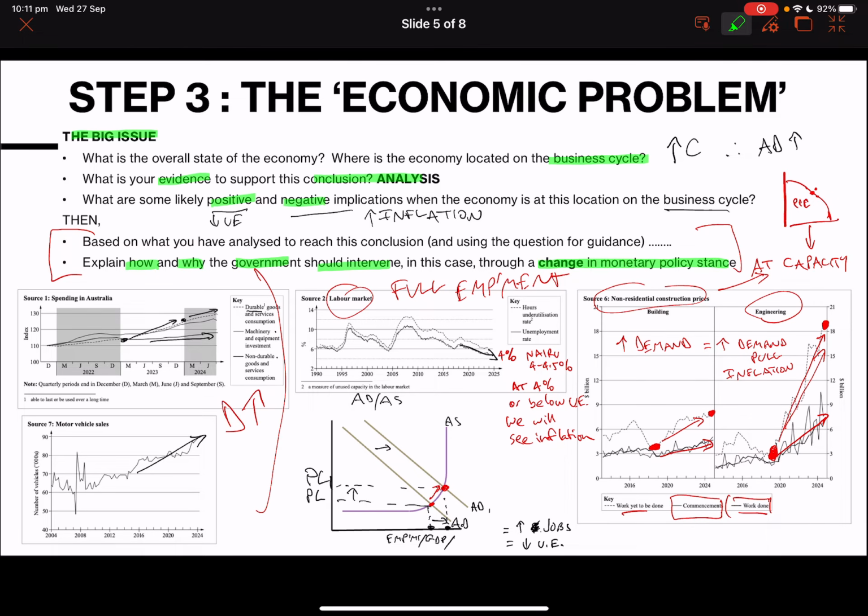Now we have an economy which is cooking pretty hot. So therefore, what do you think we should do with our monetary policy stance? We don't know what it is at the moment, but what should we do based on the conditions we see in front of us now? What should we be thinking about doing? And answer the question now. That's right. We should be thinking about increasing the cash rate.